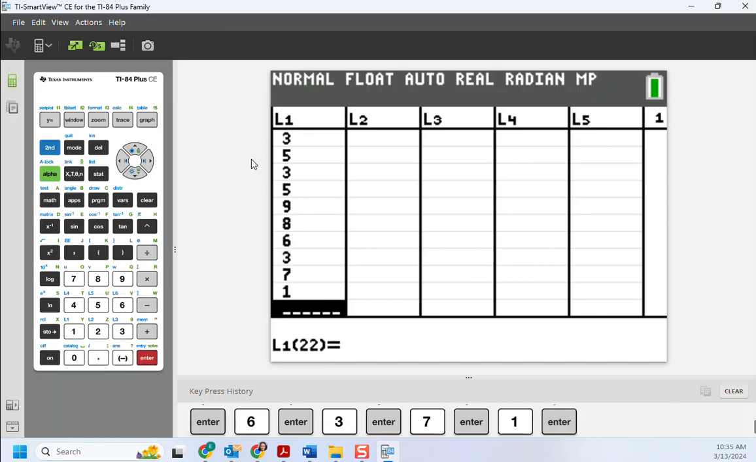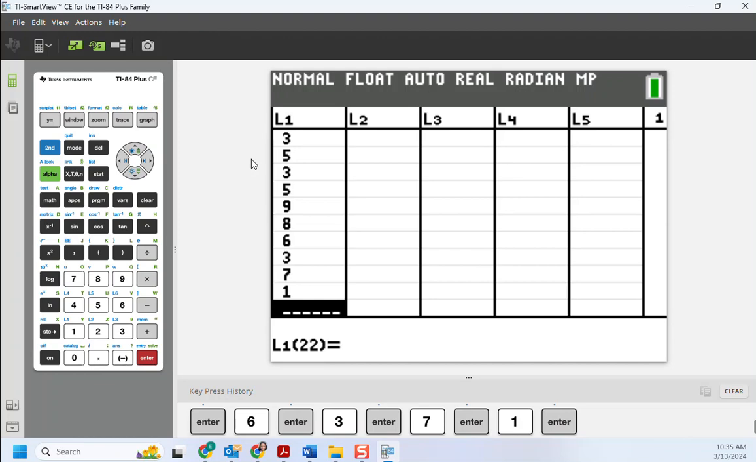Okay. I got 21 different numbers there. Did you guys get 21 different numbers? On the paper. Oh, thank you. Perfect. Okay. All right, next step. Enter the numbers into list 1.